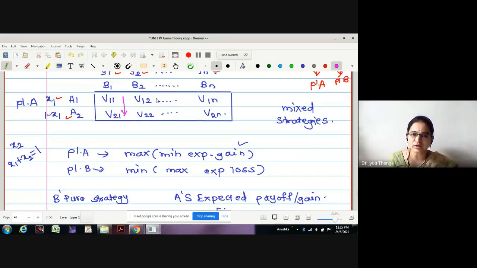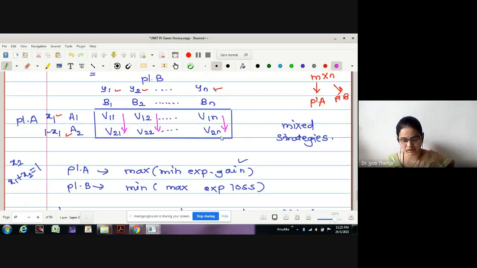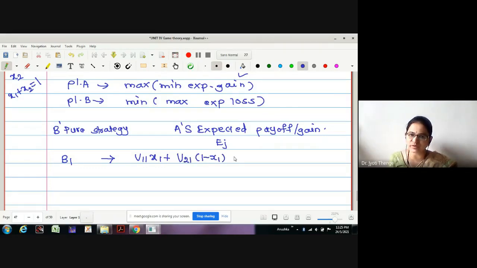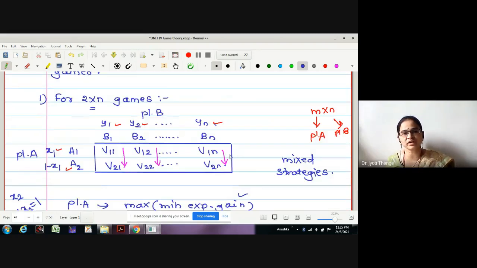I think I told you this hint also: whenever we were finding player A's gains, go column wise, and whenever you are finding B's expected losses, you have to go row wise. I think we have discussed this in detail in the LPP method. Therefore, if B chooses to play B1 as a pure strategy, then A's expected gain will be V11 x1 plus V21 into (1 minus x1). Is it understood to everyone?